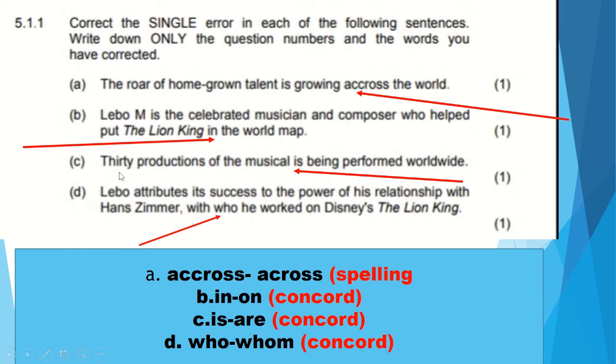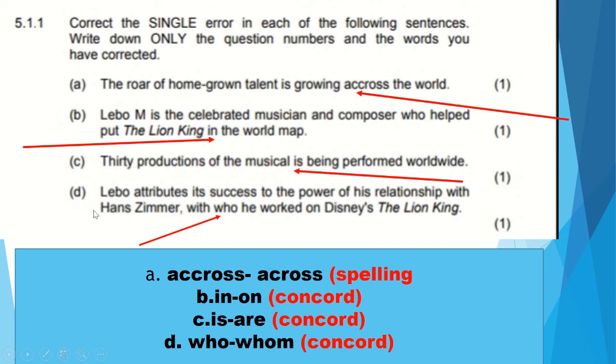And then number C, 30 productions of the musical is being performed worldwide. Concord, concord, concord. How many things are we talking about? The subject is in a plural form. 30 productions. There are many. So I don't expect to see the word is, because is is used when the subject is in a singular form. When you're only talking about one thing, the boy is, but the boys are, plural form. So therefore it's supposed to be 30 productions of the musical are being performed worldwide. So again, the problem is concord, where we are going to replace is with are for the sentence to be correct.